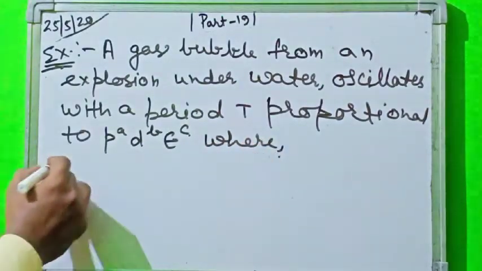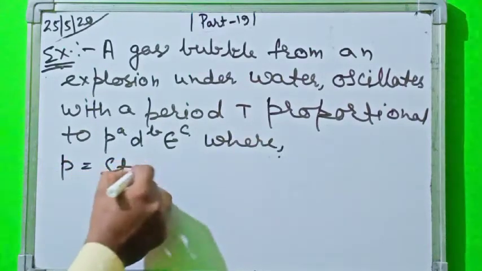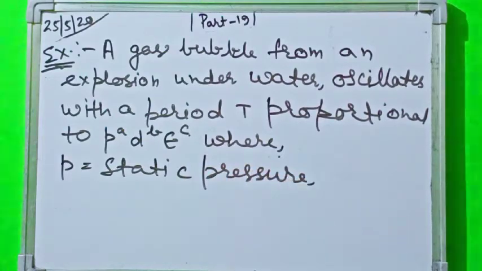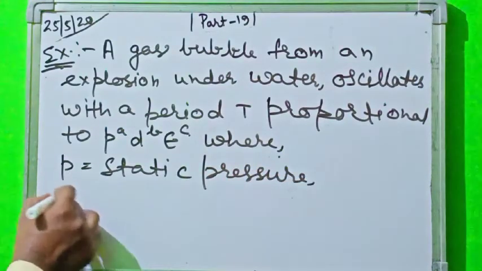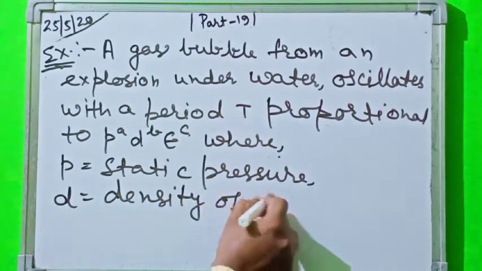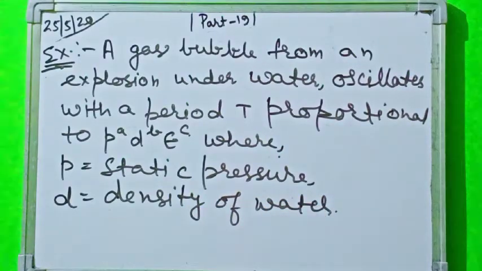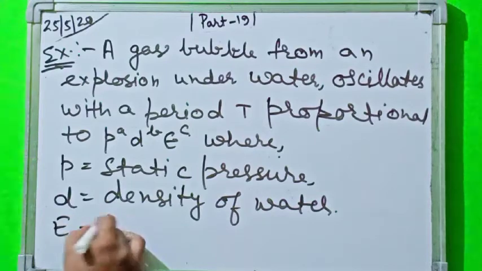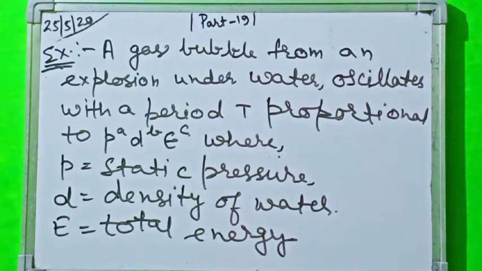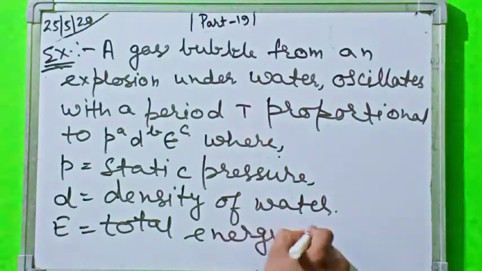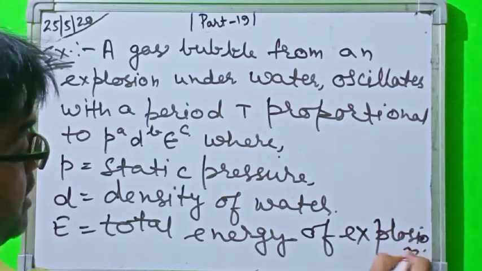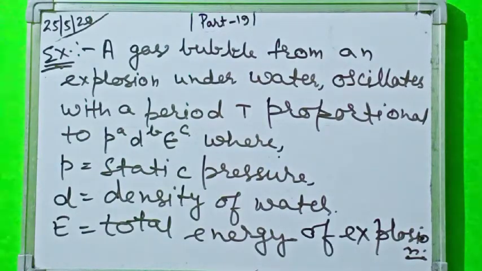P is the static pressure, D is the density of water, and E is the total energy of the explosion. So you have to find the values of a, b, and c.